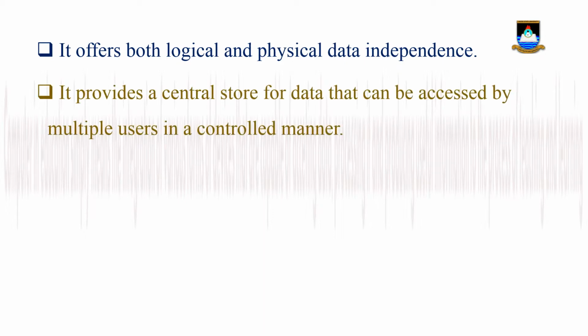It provides a central store for data that can be accessed by multiple users in a controlled manner. The relationships among data allow users at different locations to access this data. Now, it gives each user a unique code or a unique key that allows the user to access it in a controlled manner without any restriction. With a central store for this data, it can be accessed by many users at any time.